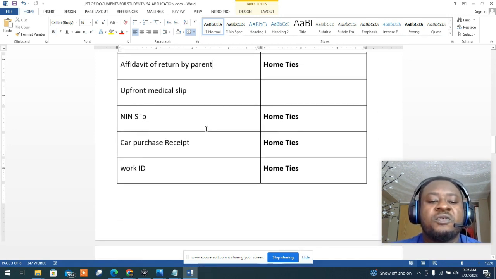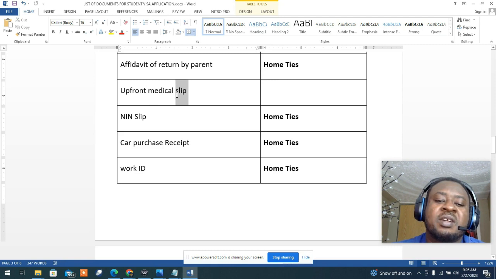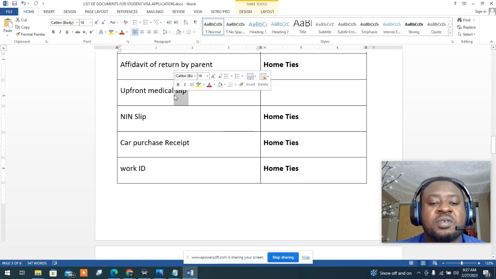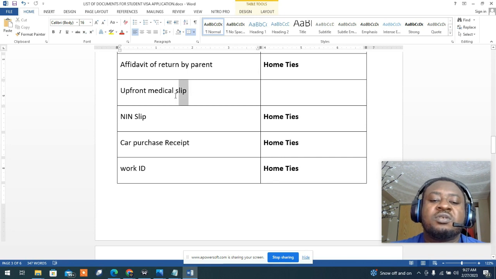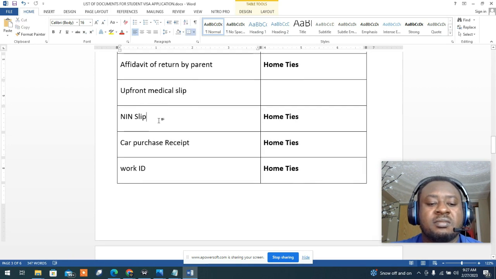They'll talk about upfront medicals. For some persons, when they are applying, they do their upfront medicals. For me, I don't do that. I didn't do mine. I waited until the RSC sent me a letter that I should do my medicals. It shows that they're about to issue your visa. But some persons feel that if you do it ahead, it will expedite the process instead of waiting for you to go and do it, because sometimes it takes time. So if you have done that, you can include it. But if you have not done that, then just exclude that.